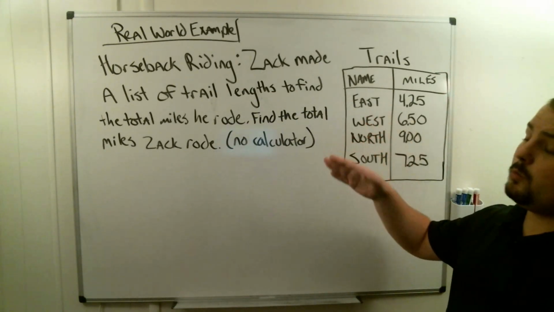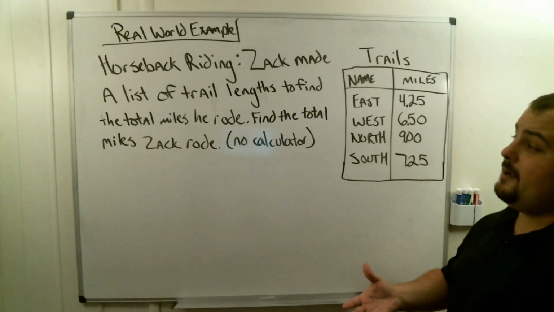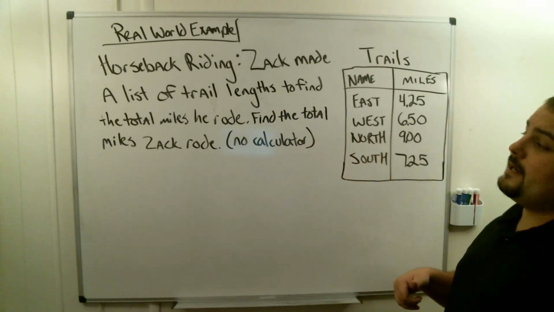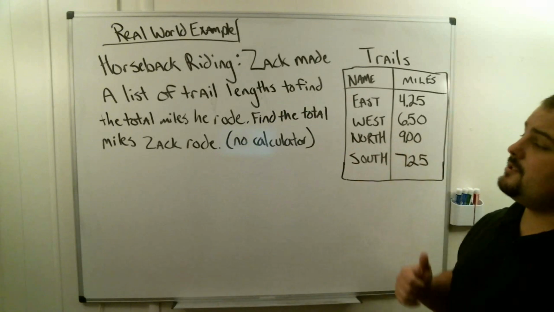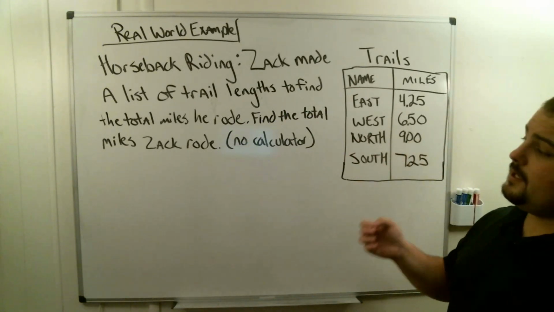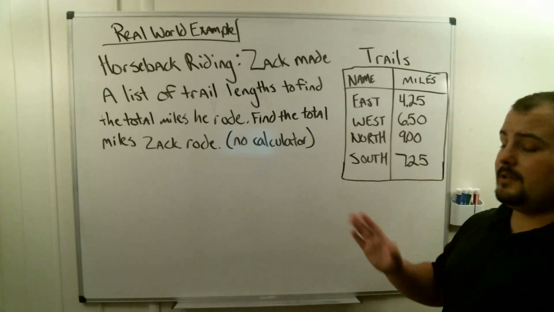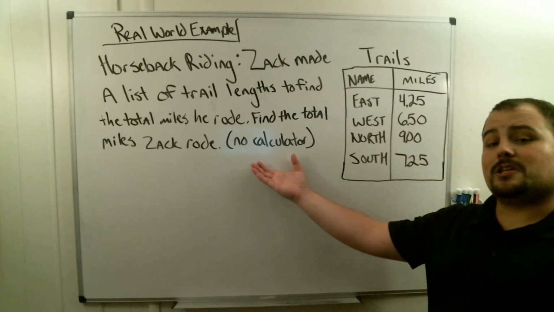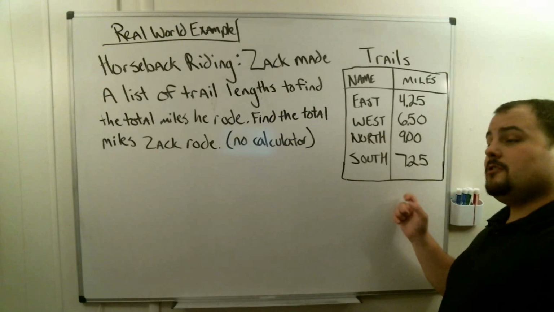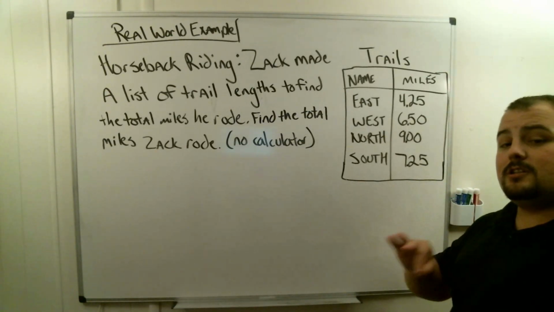So here we have a real world example of something that could potentially happen. We're going to talk about horseback riding. So it says Zach made a list of different trail lengths to find the total miles he rode. Find the total miles that Zach rode. Now the idea is you're not allowed to use a calculator to solve this. So I want you to look at the total miles that he rode on the different trails.